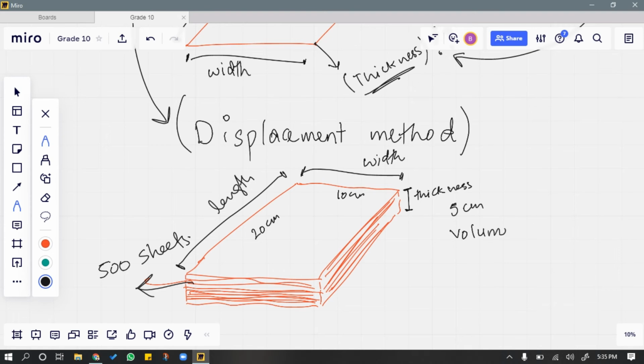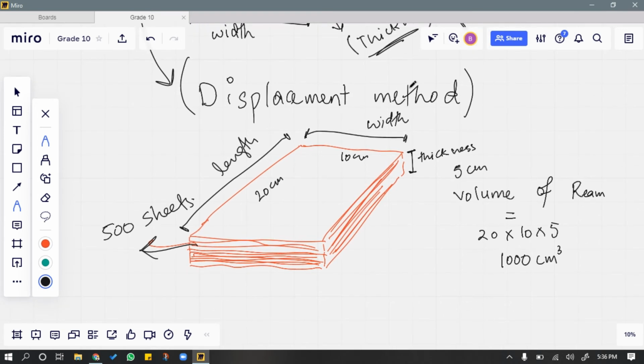volume of a ream is basically equal to 20 times 10 times 5. So when we calculate all these values, it will give you a value of around 1000 centimeter cubed. This is the volume of a whole ream.